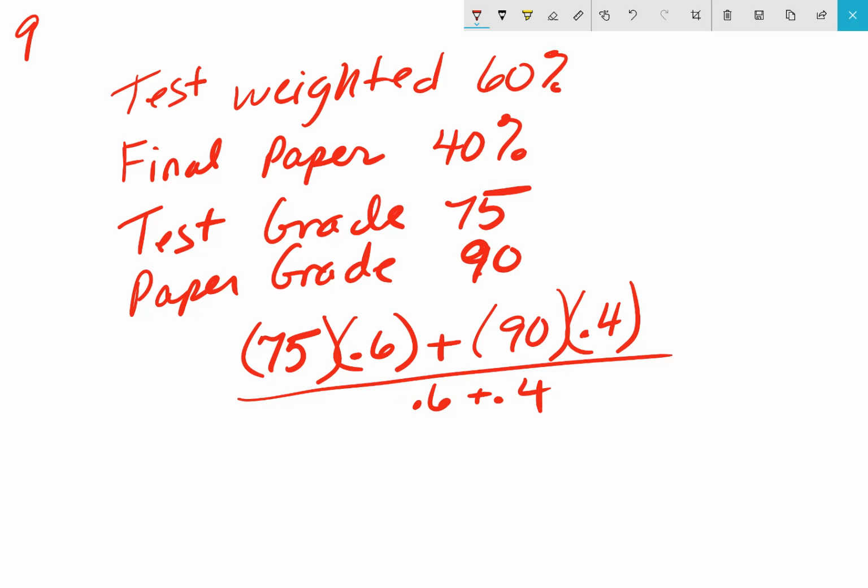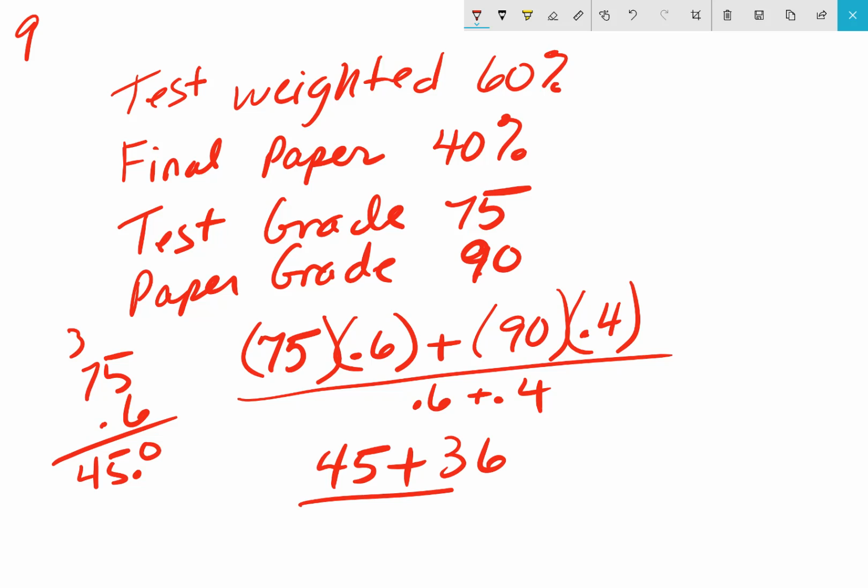So 75 times 0.6 is going to be 450. Let's see. 75, sorry, I don't have my calculator. 0, carry the 3, yep, 450, so it'll be 45. And then 90 times 0.4 is going to be 36. That's all over 1. And so that is going to be 81 for his grade, 81% you can put. All right, so that is number 9.